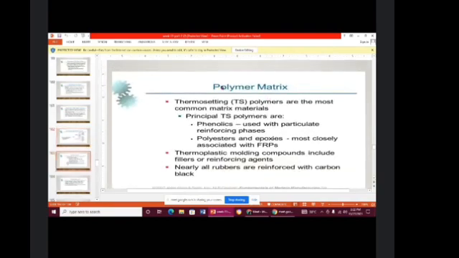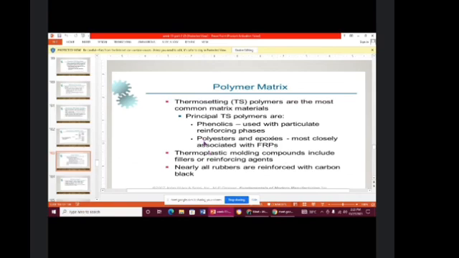So next is the polymer matrix. Thermosetting, the TS polymers, are the most common matrix materials. The principal TS polymers are two: phenolics, and polyesters and epoxies. Phenolics are used with particulate reinforcing phases. The second is polyesters and epoxies, most closely associated with the FRPs.